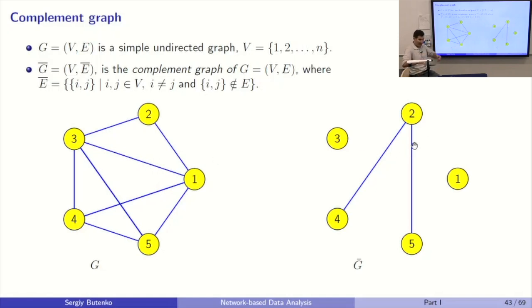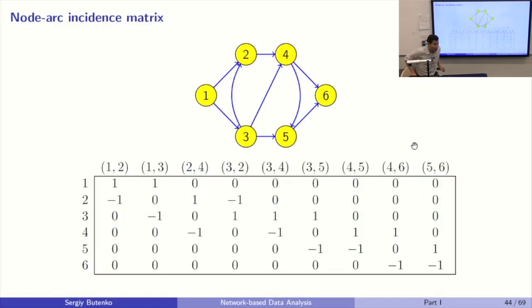Both combined will give you a complete graph, right? So they complement each other. Now we can use different structures to represent the graph, right? Node arc incidence matrix is one way to do it. And let's see how it looks.